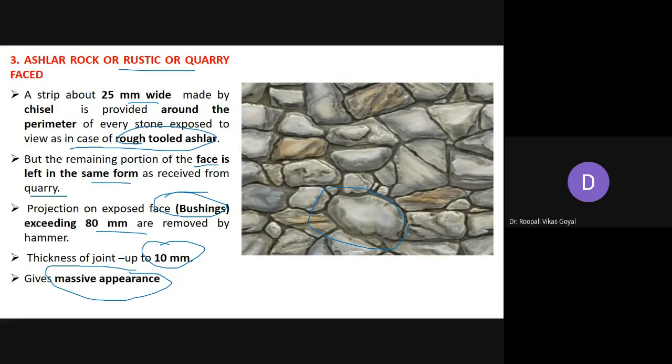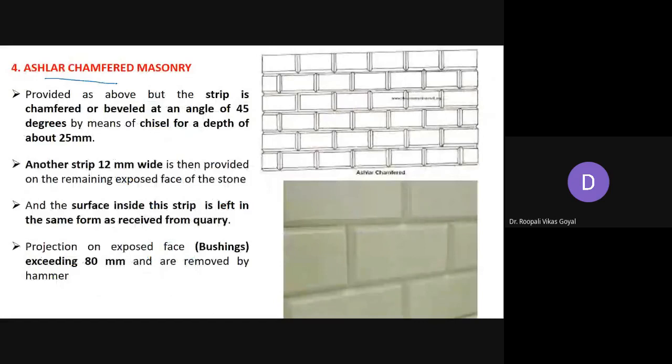Next is ashlar chamfered masonry. So basically, chamfered surface, that is beveled edge, that is provided. So it is provided as above, that is first one, but the strip is chamfered or beveled. So जो भी strip होता है, that is beveled, means it is having certain slope, and that slope is around 45 degree. Okay, by the means of chisel for the depth of about 25 mm.